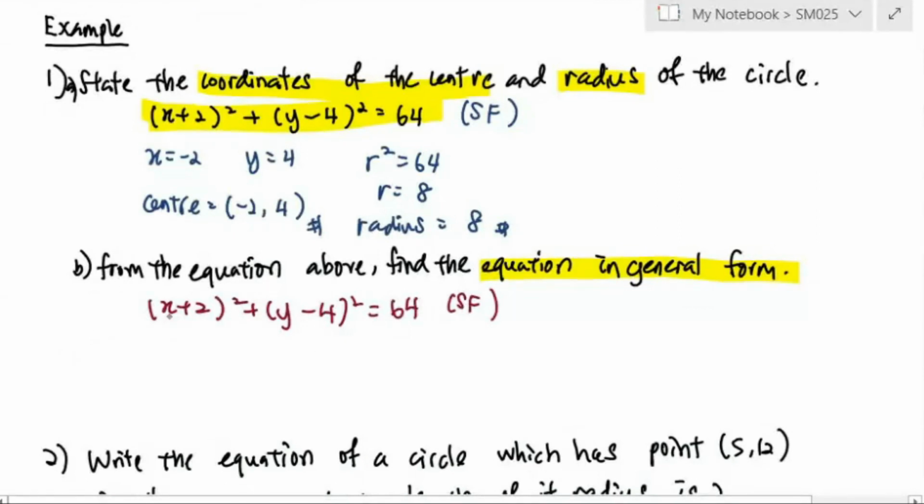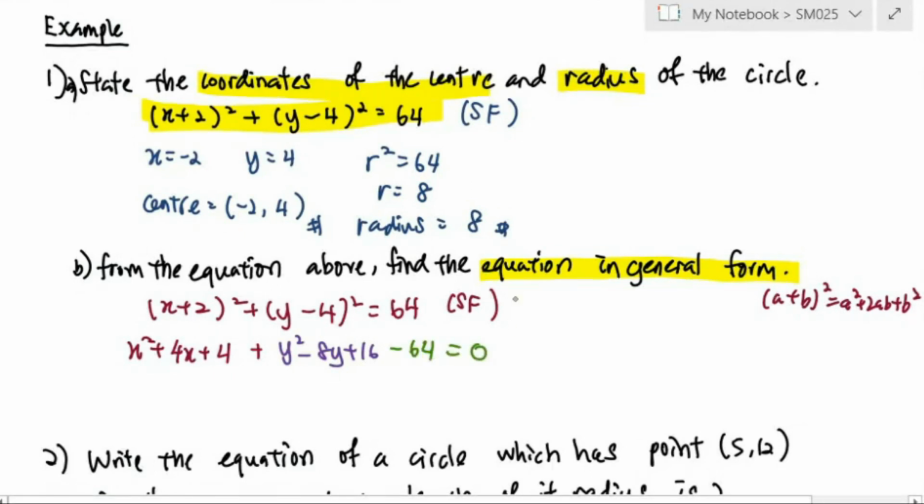Expanding this X plus 2 squared, the concept is A plus B squared equals A squared, 2AB, B squared. So A squared is X squared, 2AB will be 4X, then B squared will be 4. And then expand Y minus 4 squared: it will be Y squared, -8Y, plus 16. For the constant at the back there, move it to the left hand side, so everything equals 0. That will be our general form.